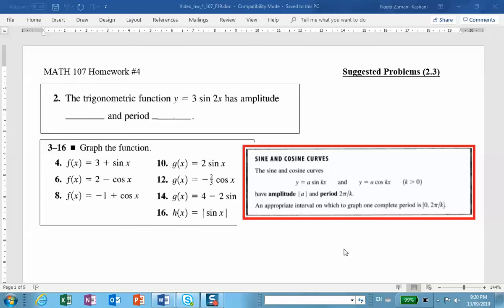Hi folks, these are the suggested problems from homework number 4, which is coming from section 2.3 of the book. What I have done here, this box that you see here, which is surrounded by a red rectangle, is a direct cutout from the textbook.